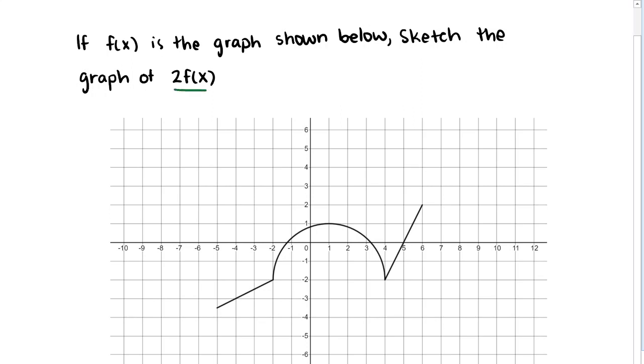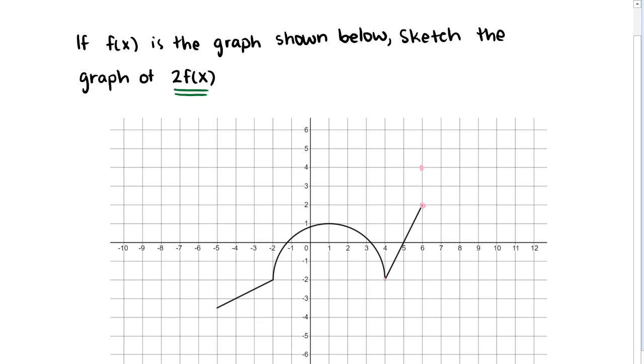So 2 times f of x, what does this do? We're saying that multiplying 2 to the outputs of this function is going to stretch all of the outputs by a factor of 2 away from the x-axis, away from the horizontal axis. So here, this point of (6, 2), its output is going to get stretched by a factor of 2, and it's going to get moved to this point here, (6, 4).